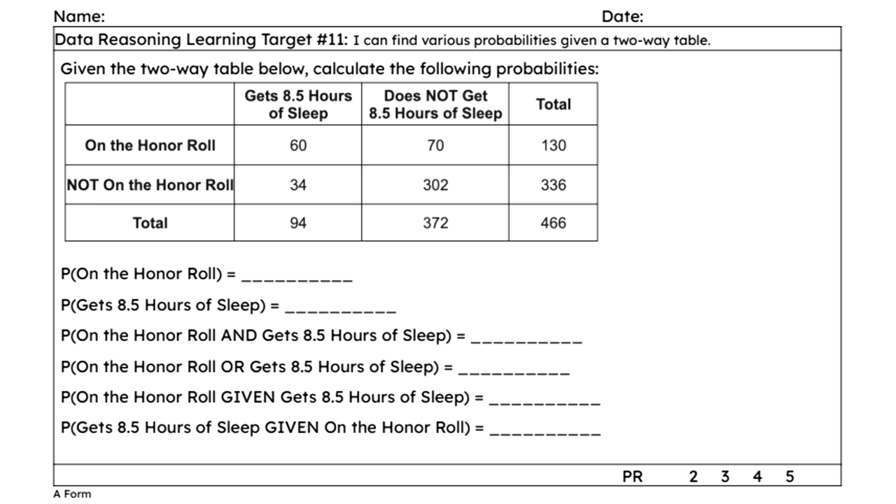This is summer school, high school credit recovery, data reasoning, and learning target number 11. I can find various probabilities given a two-way table.